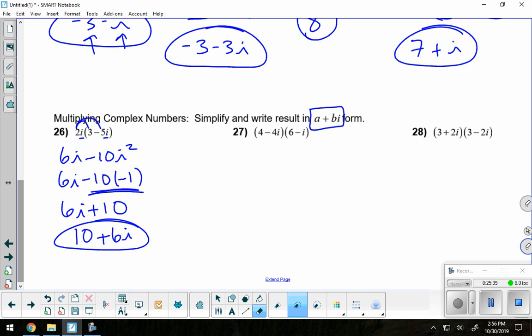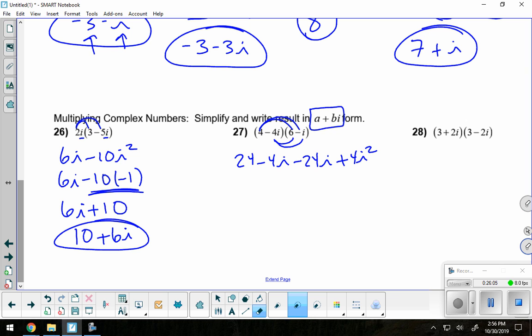Okay, 27, when you have two binomials, what you'd want to do for these ones is FOIL. So you want to do the full FOIL effect here. First, outer, inner, last. So 4 times 6 is 24. 4 times negative i is negative 4i. Negative 4i times 6 is negative 24i. And then negative 4i times negative i is positive 4i squared.